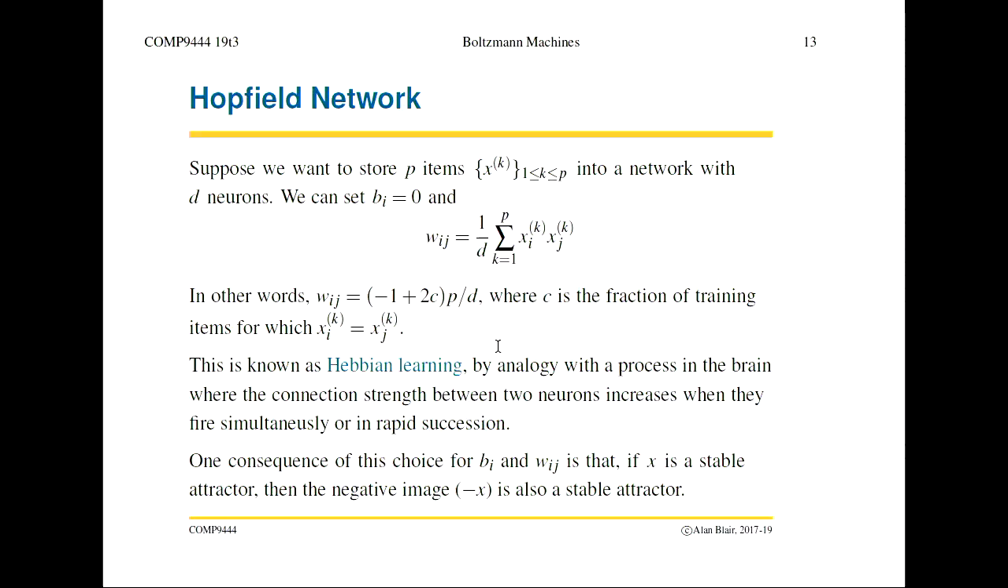And so that gives us, in other words, if those 2 pixels have the same colour in half of the images and opposite colour in the other half, then this weight would be 0. If the 2 pixels have the same colour in more images than they have opposite colour, then this weight will be positive. And if they have opposite colour more often than the same colour, then this weight will be negative.